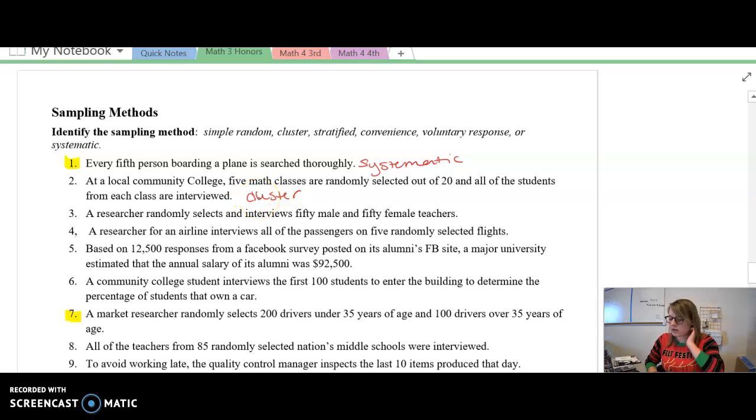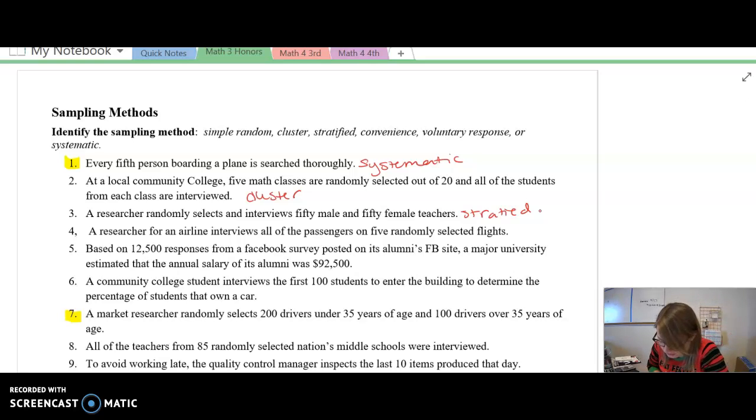All right, a researcher randomly selects and interviews 50 male and 50 female teachers. So this is a stratified random sample. Reason being is that we have homogeneous groups, meaning we have all female and all male for these 2 groups.